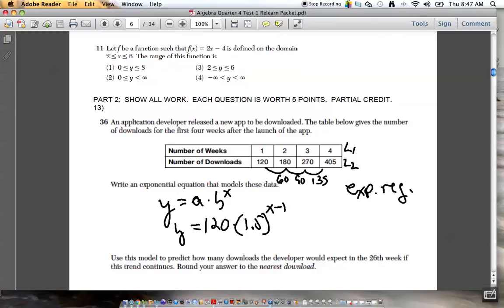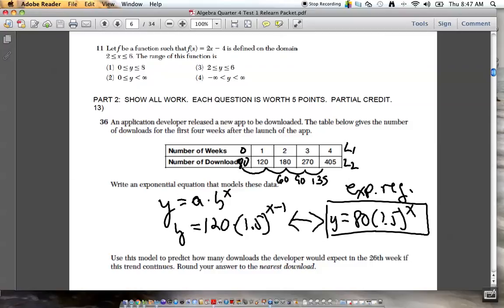That is equivalent. It is the same as if you said, well, I want to go to the 0th term, and let me go backwards, and if I do that, and I divide by the 3/2, I will come up with 80. So that's the same exact answer as y equals 80 times 1.5 to the x. Both of those answers are completely acceptable. This is the one that the calculator will come up with. Either one of those is correct, though.